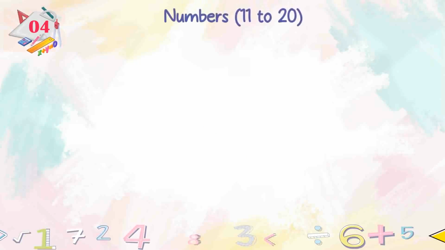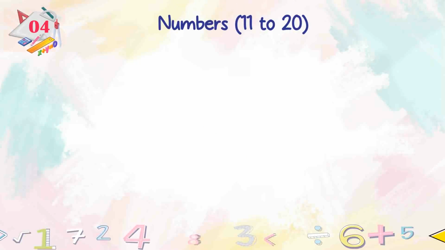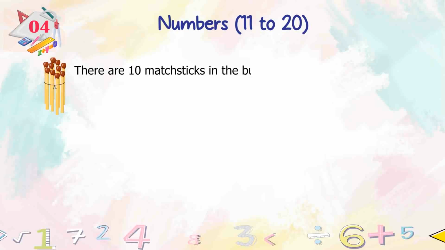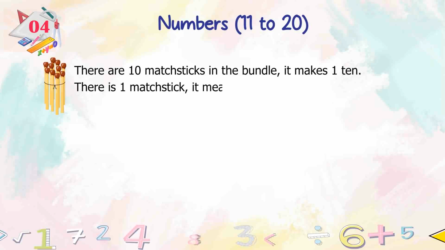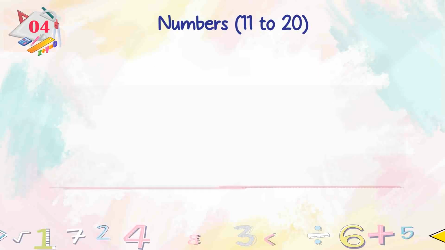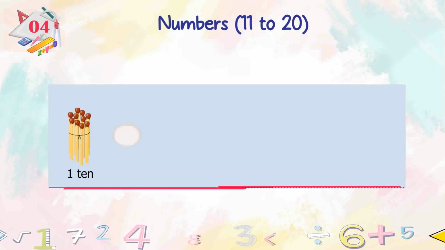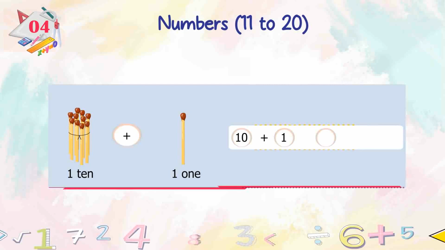Chapter 4. Numbers 11 to 20. There are 10 matchsticks in the bundle. It makes 1 ten. There is one matchstick. It means 1 one. Thus, 10 ones make 1 ten. 1 ten plus 1 one, 10 plus 1 is equal to 11. E L E V E N.